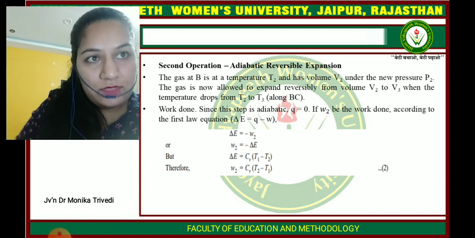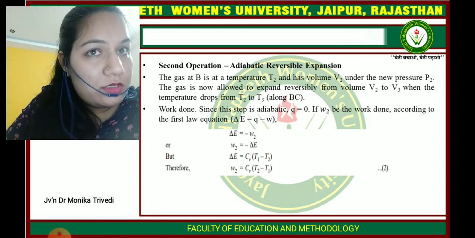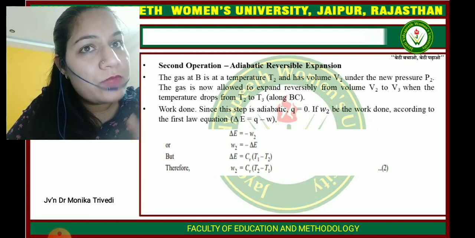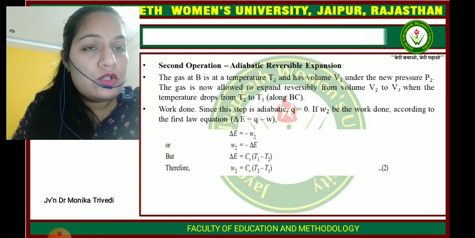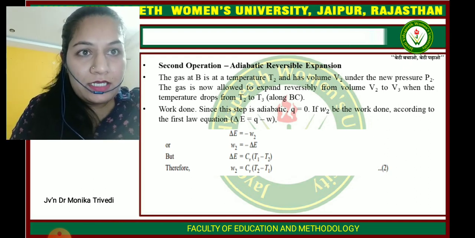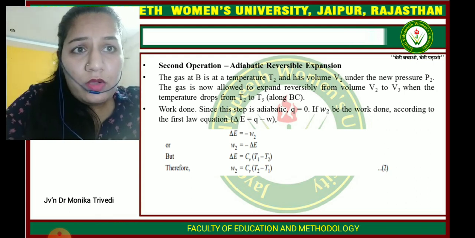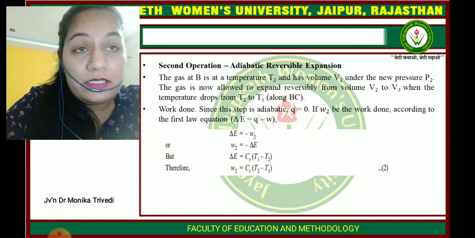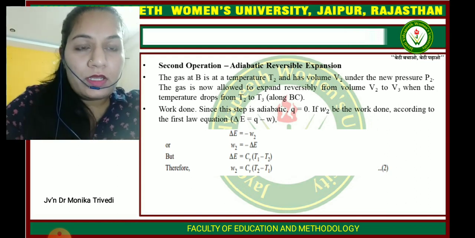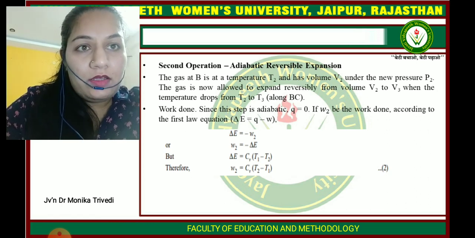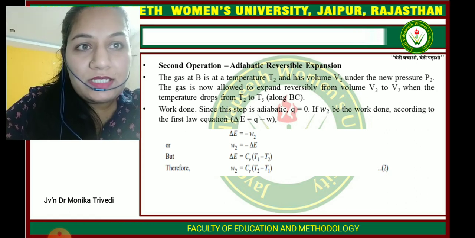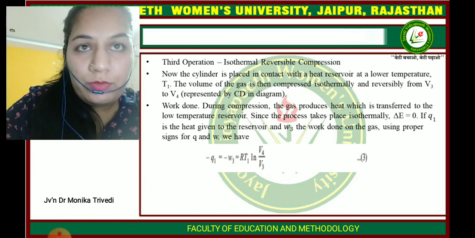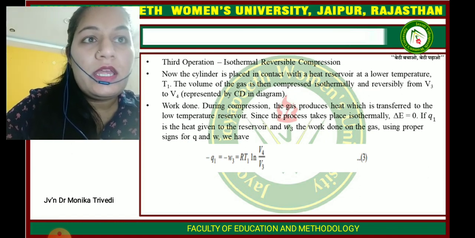So the work done W2, according to the first law of thermodynamics, del E is equal to minus W2, because the heat is 0 for the adiabatic process. So W2 is equal to minus del E. Del E is equal to CV times T1 minus T2. Putting in the value of del E, we get W2 is equal to CV times T2 minus T1. This is equation 2.